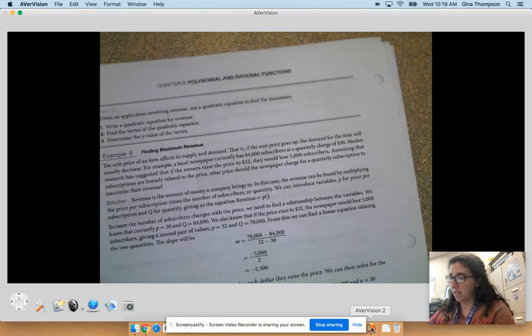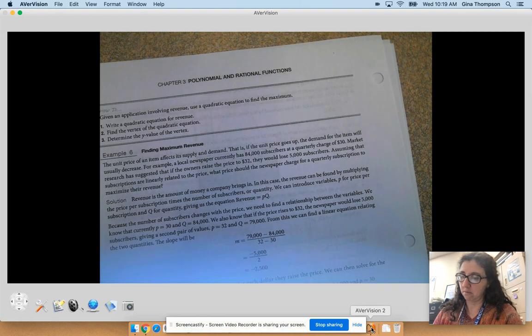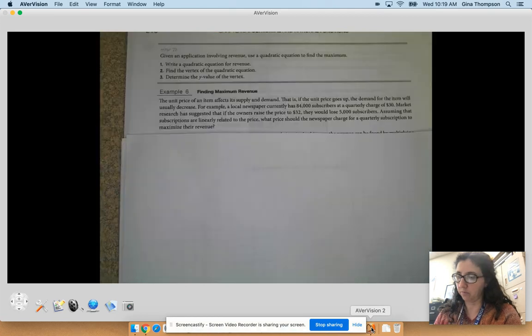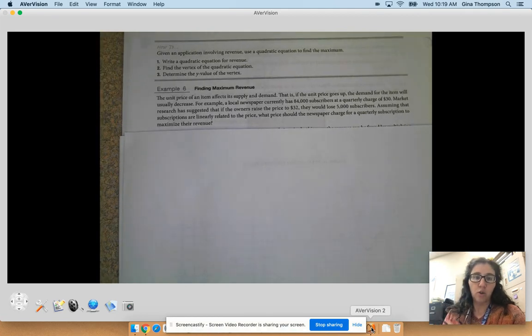All right, let's talk about money. The unit price of an item affects its supply and demand. That is, if the unit price goes up, the demand will usually decrease. For example, a local newspaper currently has 84,000 subscribers at a quarterly charge of $30. Market research has suggested that if the owners raised the price to 32, they would lose 5,000 subscribers.